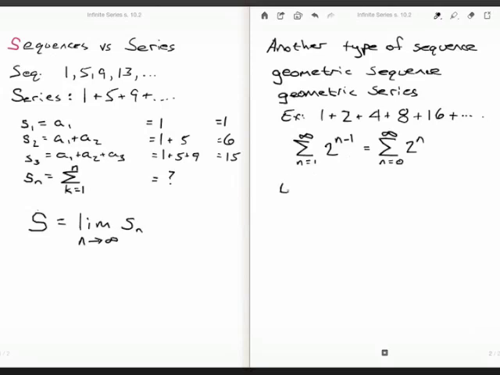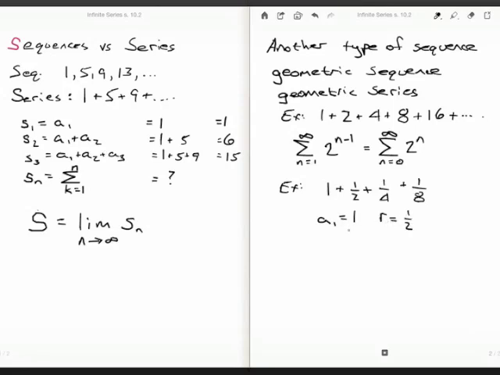Here's another example. Now this one gets a little more interesting. How about 1 plus 1/2 plus 1/4 plus 1/8? And you can see where this one is going. This is a geometric series where the common ratio, the ratio between each one, is, so a sub 1 equals, in this case, 1, and the common ratio r equals 1/2.